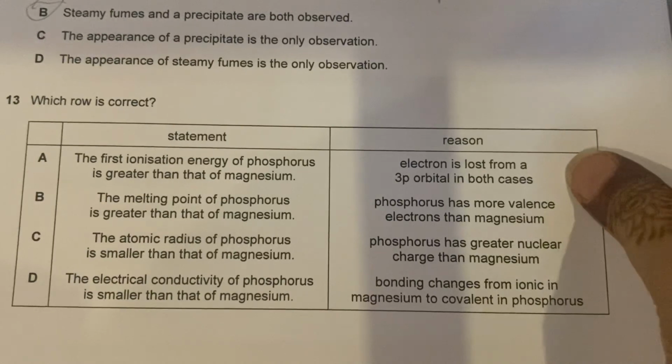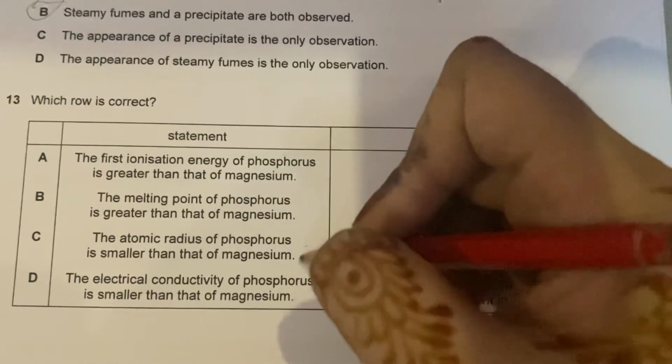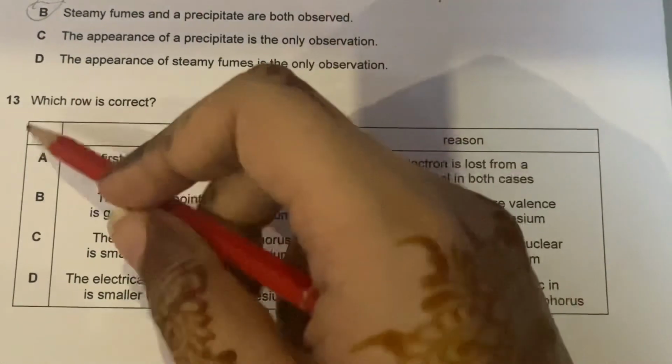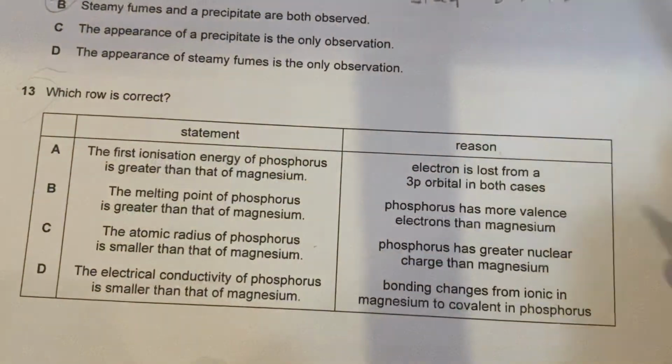Which row is correct? The first ionization energy, you need to look into this. I have no idea because I don't have the periodic table.